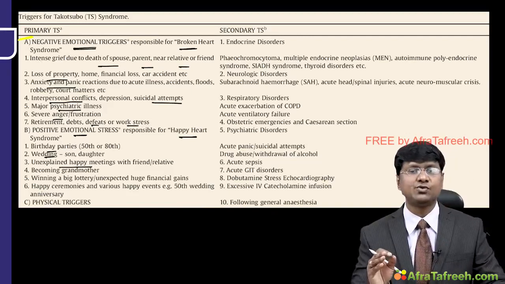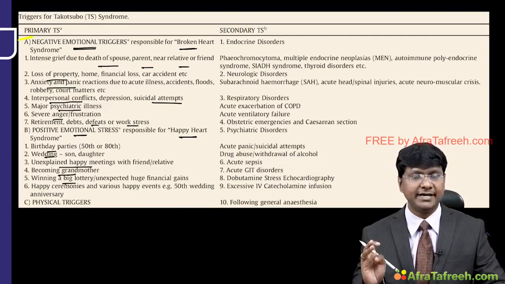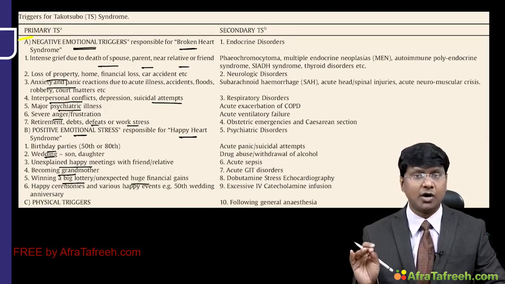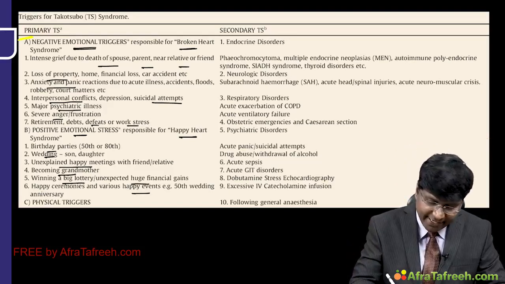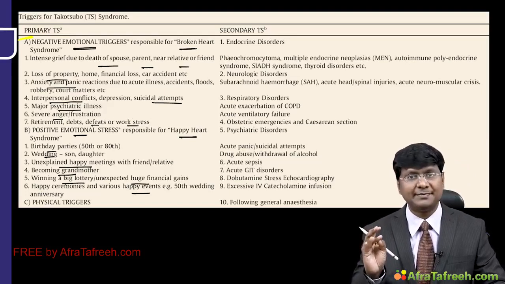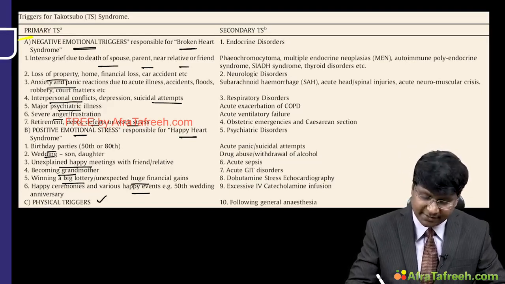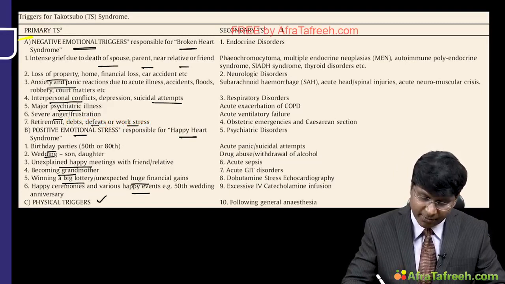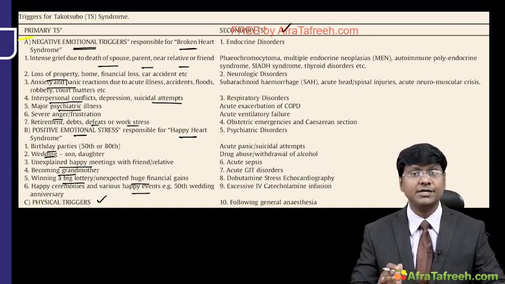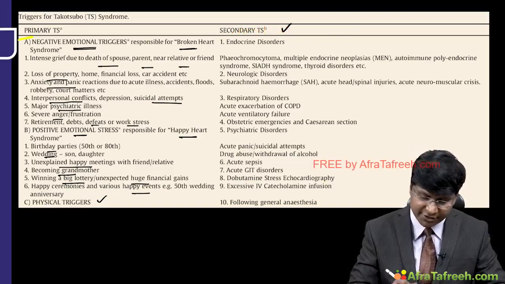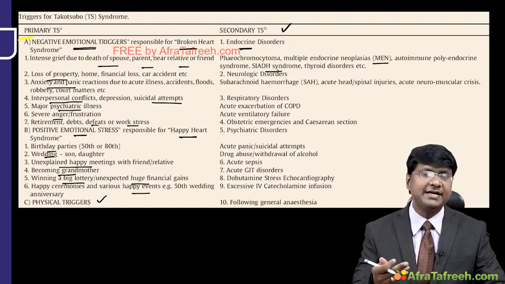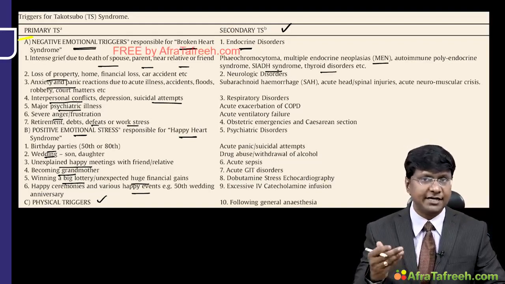Next is secondary Takotsubo cardiomyopathy. What did we discuss? There should be a medical, obstetric, or surgical event. Among medical disorders: endocrine disorders in the form of pheochromocytoma, multiple endocrine neoplasia, autoimmune polyglandular syndrome, SIADH, then thyroid disorders. Neurological disorders in the form of subarachnoid hemorrhage, acute head or spinal injury, acute neuromuscular crisis. Respiratory disorders in the form of acute exacerbation of COPD and acute ventilatory failure, then obstetric emergencies and cesarean section, and psychiatric disorders.